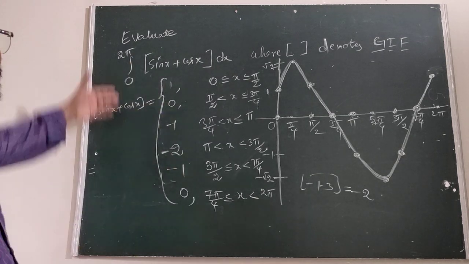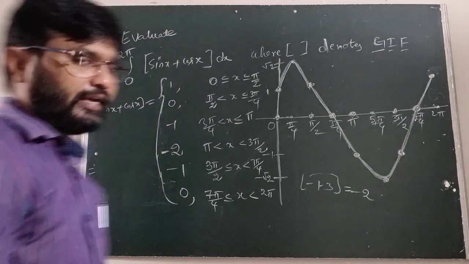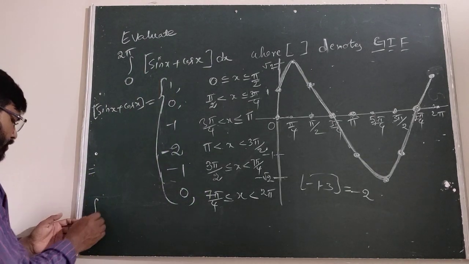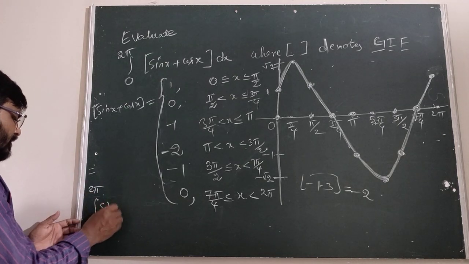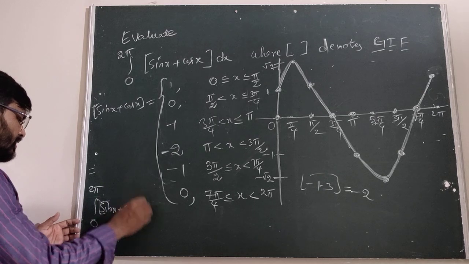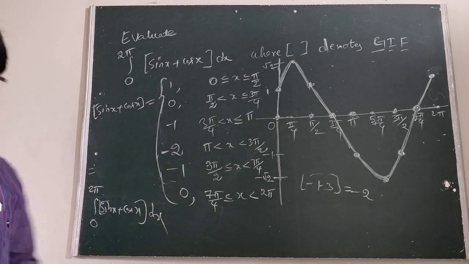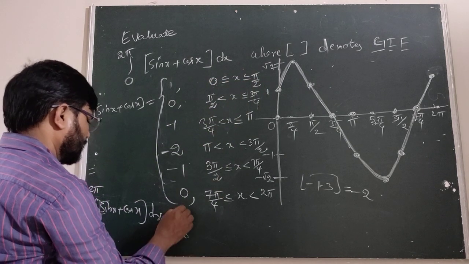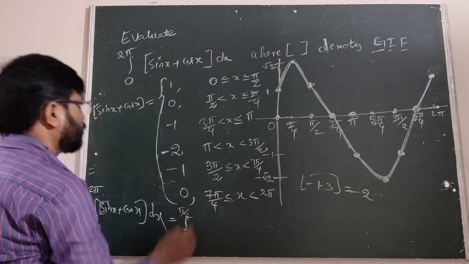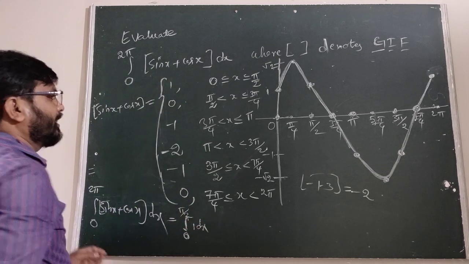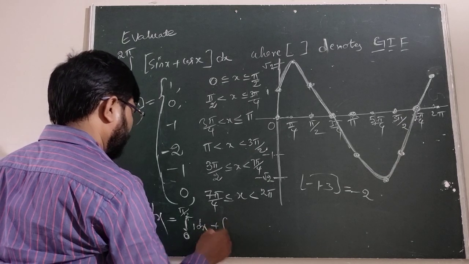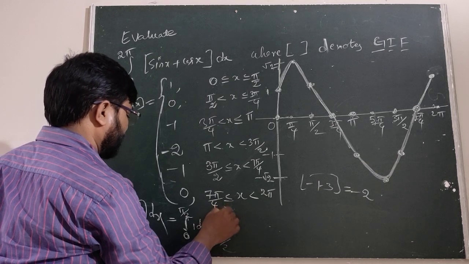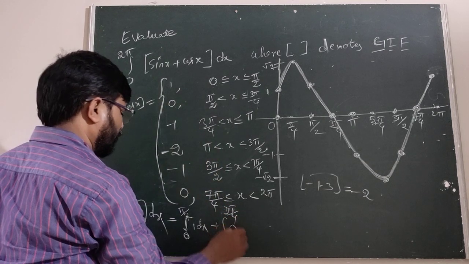Therefore, now we have to find the integral from 0 to 2 pi. Is it clear? How to write 0 to 2 pi? Now our required solution is, we can write the integral from 0 to 2 pi of the step of sin x plus cos x dx equal to, first you can write 0 to pi by 2. Yes, 0 to pi by 2, what is it? It is 1 dx. Is it clear? Now we can write the integral of pi by 2 to 3 pi by 4, yes, pi by 2 to 3 pi by 4 is 0 dx.